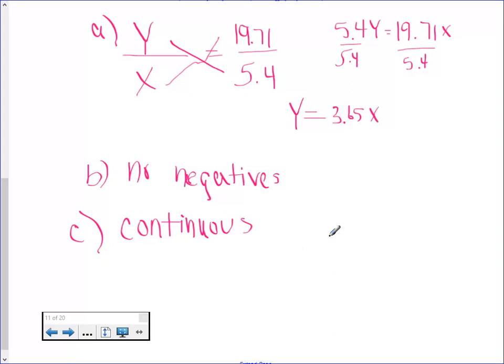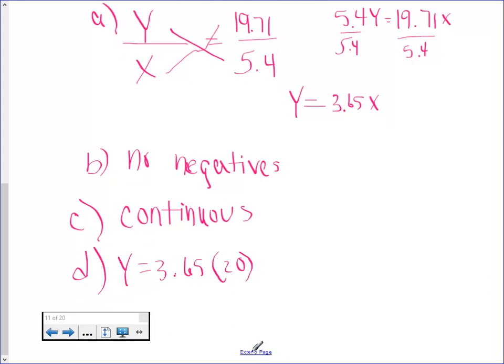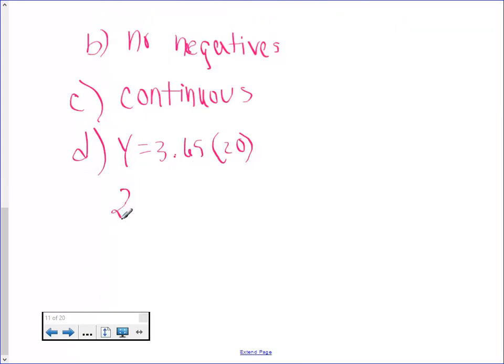And then the last one, what number does the function assign to 20? So we're going to take the equation that we had, y equals 3.65x, but instead of writing x, we're going to take it times 20. So 20 gallons of gas cost how much money? You just have to do that little multiplication problem. How much? $73.